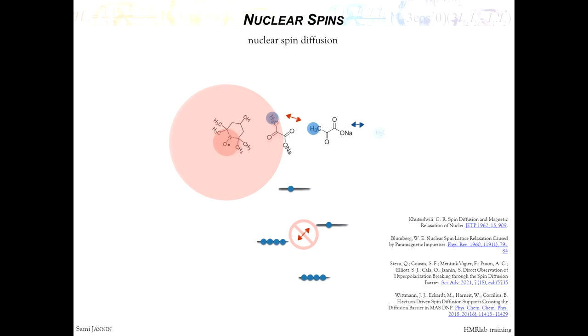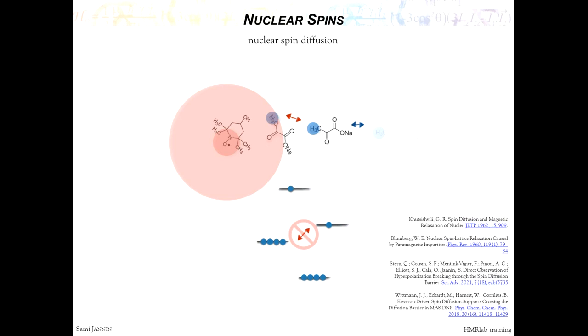So if you look in the books and in my previous courses, you will see that I define a diffusion barrier here, because these spins are inequivalent, so you cannot diffuse closer to the electron than a certain distance. And it's defined in the literature as a diffusion barrier. It's a barrier.